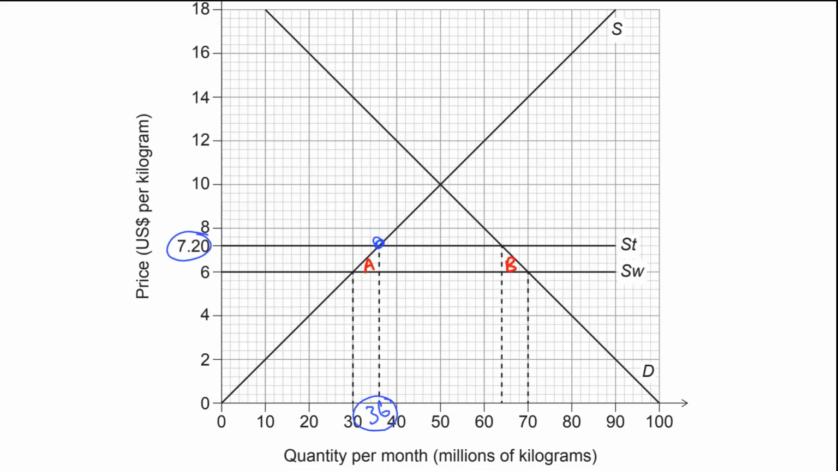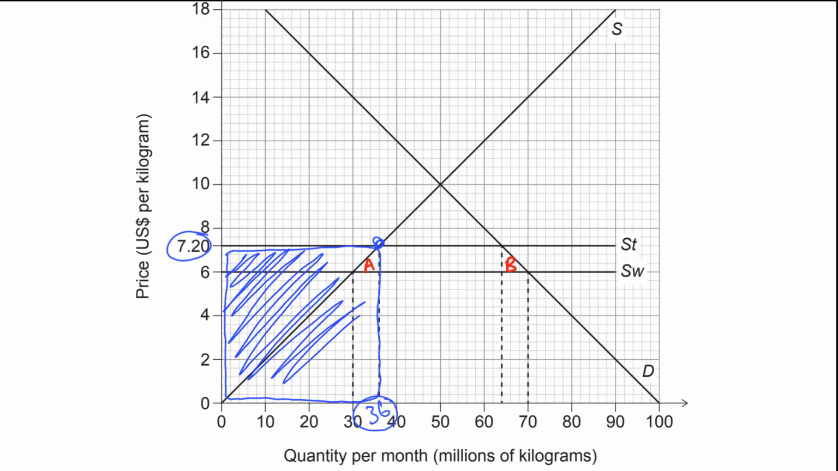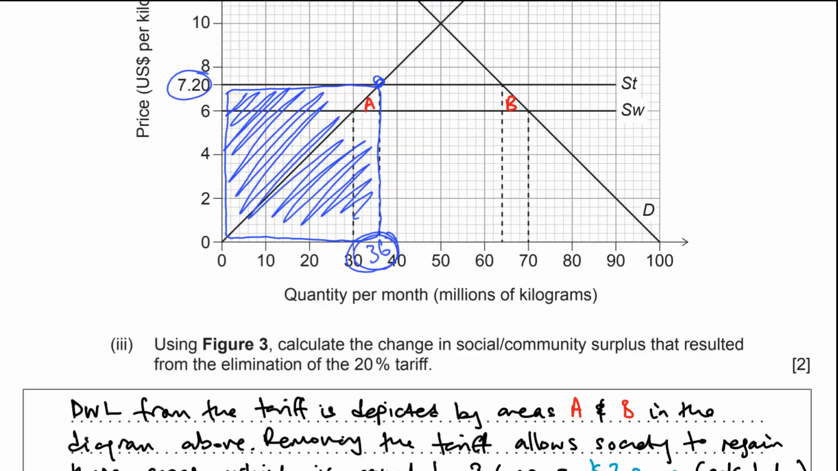So here, essentially we have this rectangle that represents the revenue that Turkish manufacturers are able to enjoy before they remove the tariff. So at $7.20, they're going to sell 36 million kilos of wheat into this country. So keep that in mind, right?